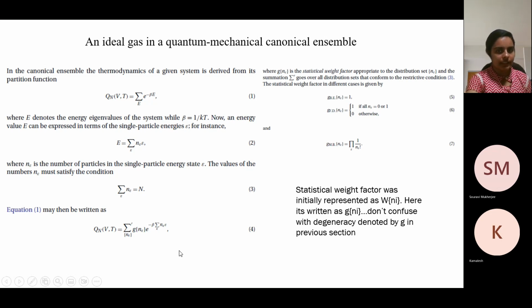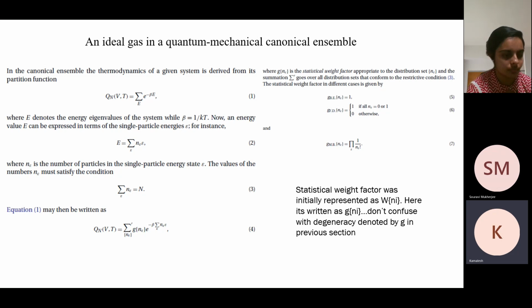So is this clear till here, how you get the statistical weight factor, and why do you get this condition that it's only 0 and 1 for fermions and any value for the bosons? So all these concepts are clear to you? Yes, ma'am, it is clear.